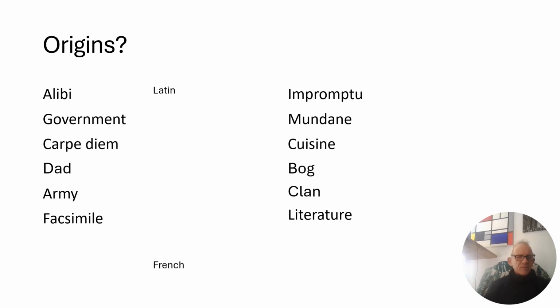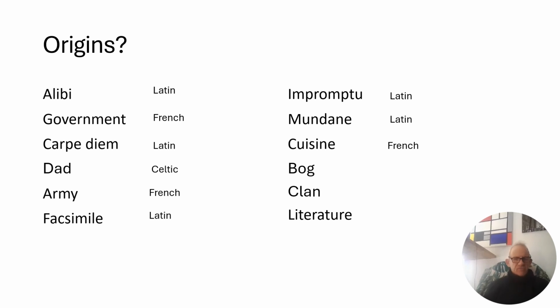Alibi is Latin. Government is, not surprisingly, French. Carpe diem, 4 syllables, but Latin. Dad, single syllable, Celtic. Army, 2 syllables, but also the language of governance, French. Facsimile, 3 syllables, Latin. Impromptu, surprisingly, Latin. Mundane, Latin, even though it's 2 syllables. Cuisine, well, that's French. You may have noticed it sounds French.